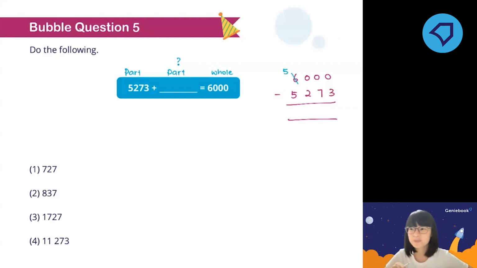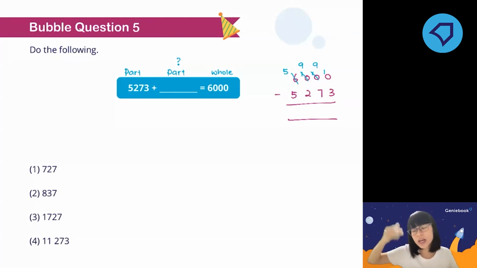So 5,000 over here, and then we have 10 hundreds. Now we can regroup from 10 hundreds to give you 9 hundreds. You will have 10 tens. Regroup from 10 tens to give you 9. You will have 10 ones. Please continue the rest and give me your final answer.